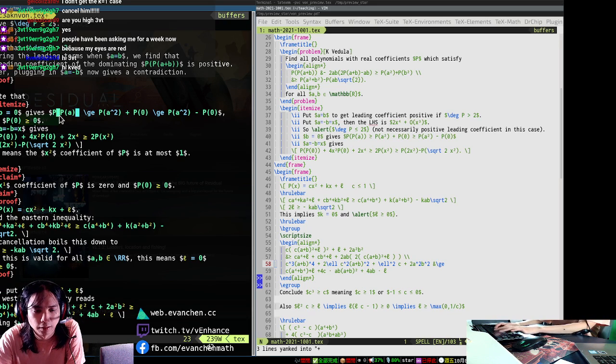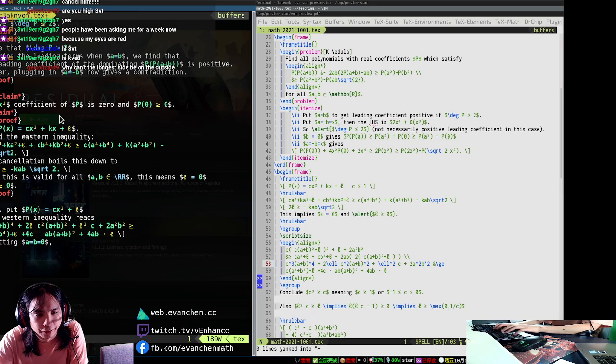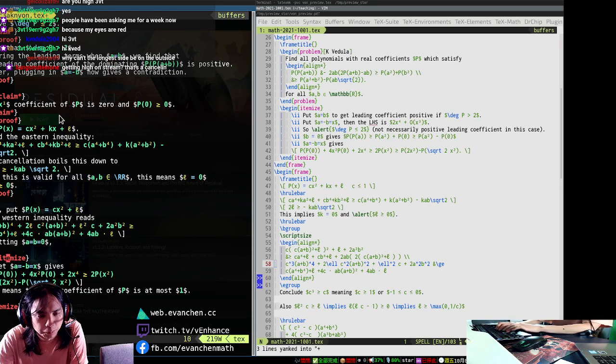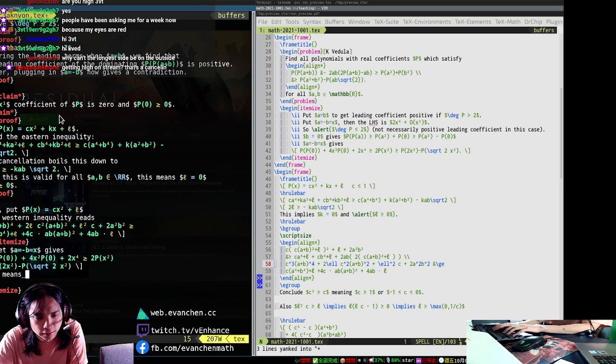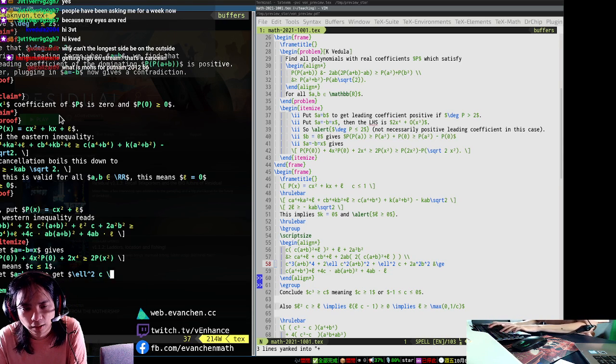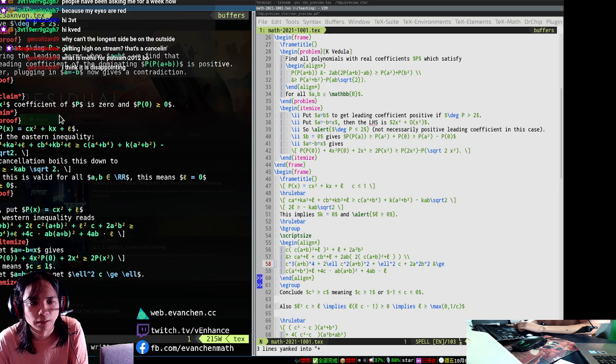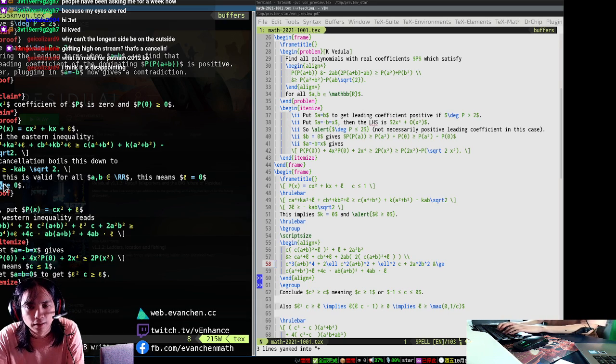So I don't actually need this bit. A equals B equals 0. I should move this down here, really. Let A equals B equals minus x, which means C is less than or equal to 1. Let A equals B equals 0 to get L squared C at least L. Where did I get L is at least 0 from? Maybe I do need the Eastern inequality. No, I don't. I have it here. L at least 0 and K equals 0.